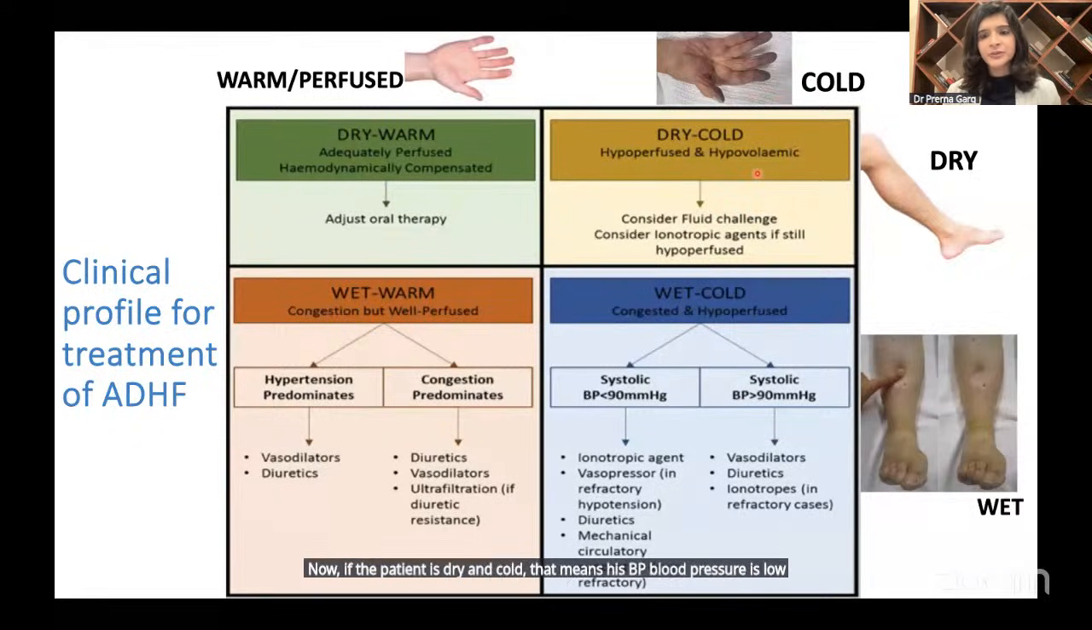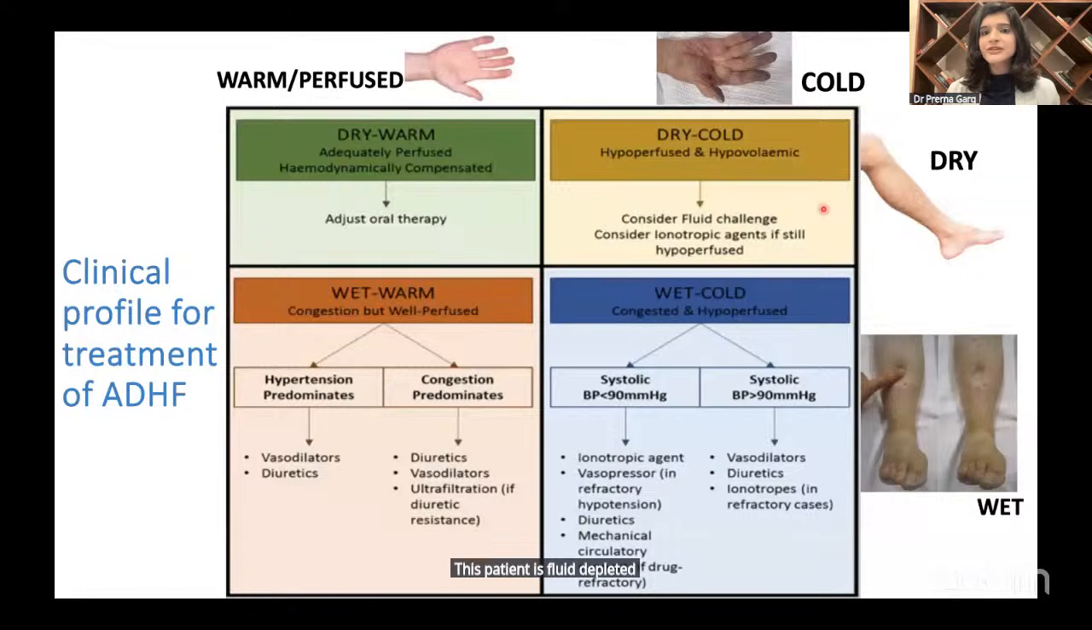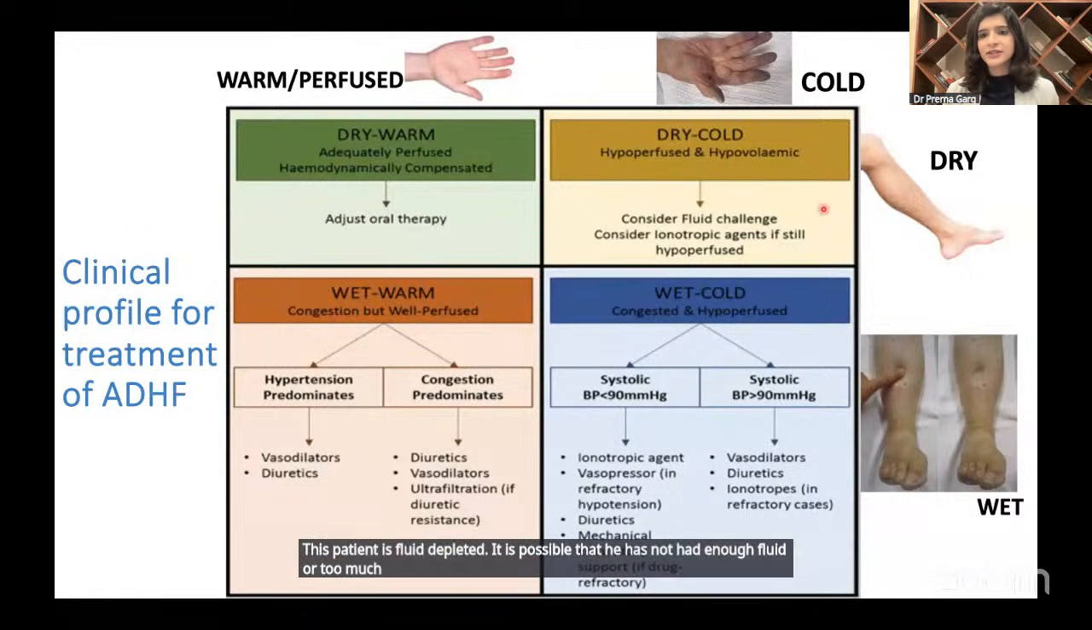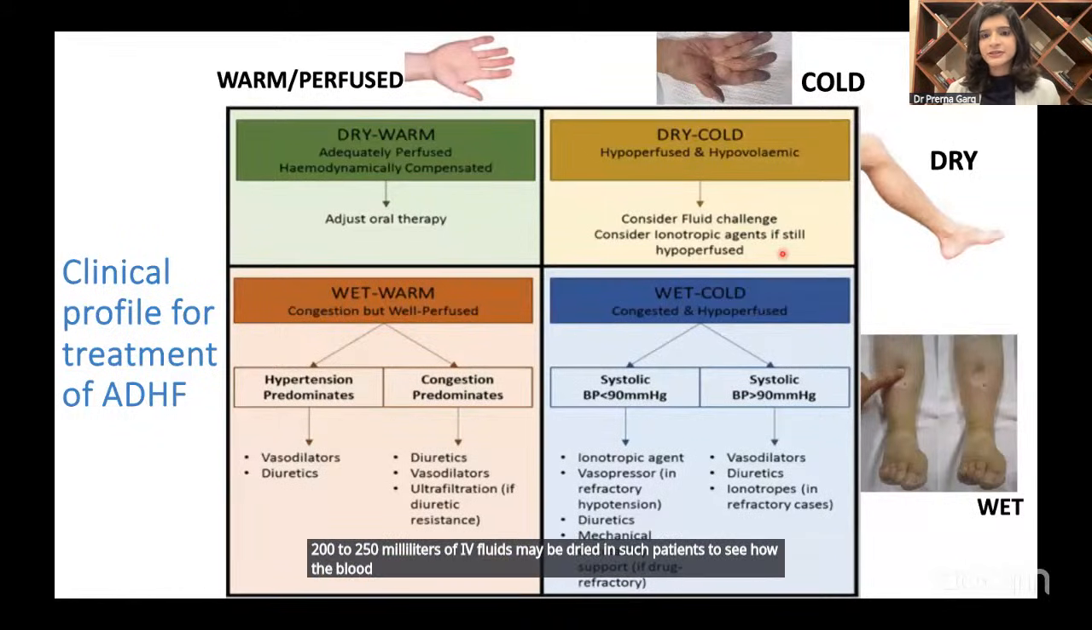Now, if the patient is dry and cold, that means his blood pressure is low, he has hypoperfusion, and there are no creps in the lungs. There is no peripheral edema. This patient is fluid depleted. It is possible that he has not had enough fluid or too much diuresis has been given. This patient will benefit from a fluid challenge. 200 to 250 ml of IV fluids may be tried in such patients to see how the blood pressure responds.